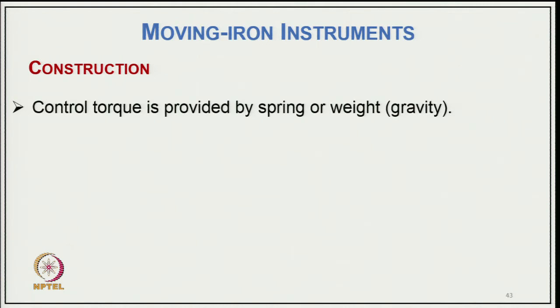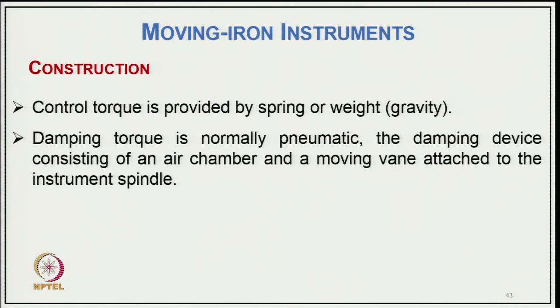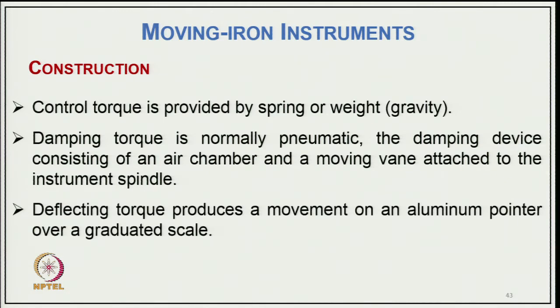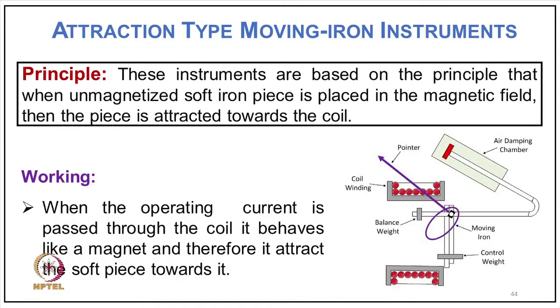Now, control torque is provided by a spring or by weight, that is gravity, and damping torque is normally pneumatic. The damping device consists of an air chamber and a moving vane attached to the spindle, and the deflecting torque produces a movement of an aluminum pointer over a graduated scale.